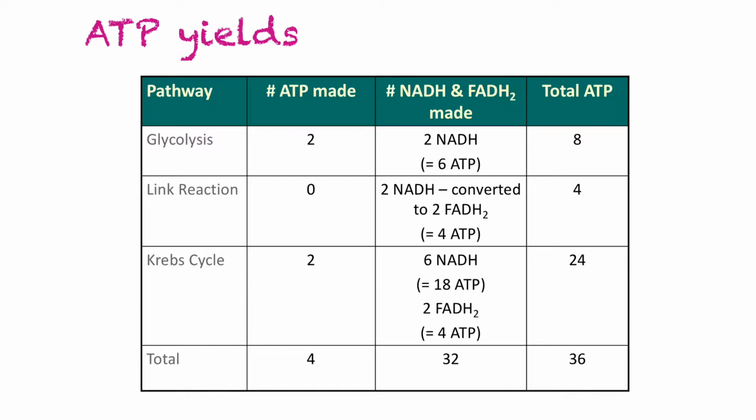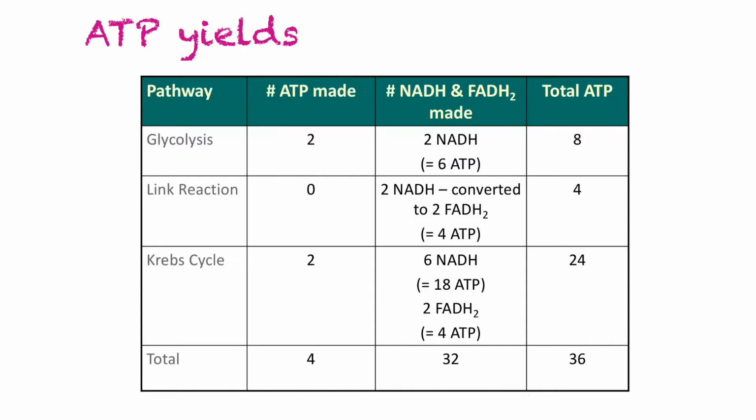So right now we're going to take a look at some of the ATP yields per glucose molecule. So if we look at each stage or pathway, we'll look at the direct amount of ATP made and then look at the number of NADH and FADH2 and then figure out how many ATP those would equate to once they get to the electron transport chain.